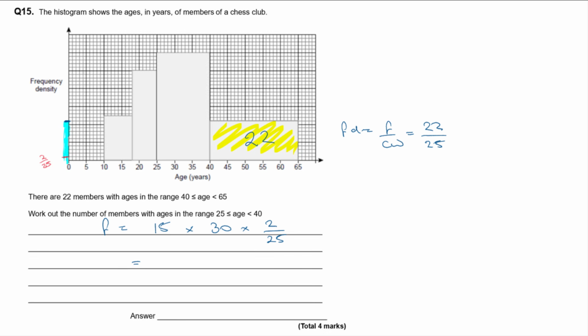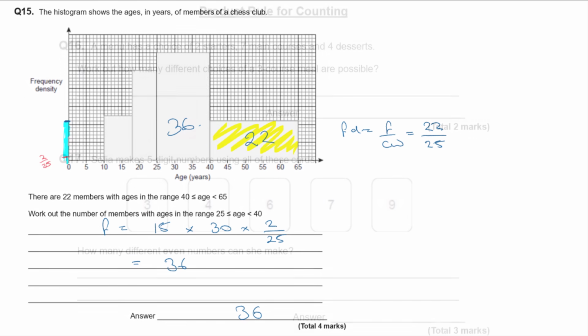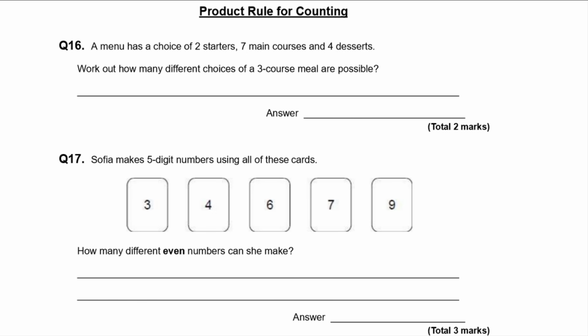So 15 times 30 times 2 over 25, I make that 36. So there are going to be 36 people in that 25 to 40 category there. Okay, 36 in there. Next section is product rule for counting, or another word for this is selection. So it's the number of ways of selecting certain things from certain things.